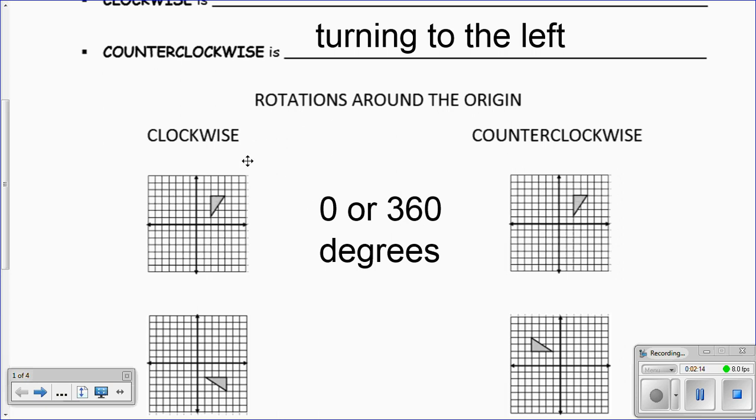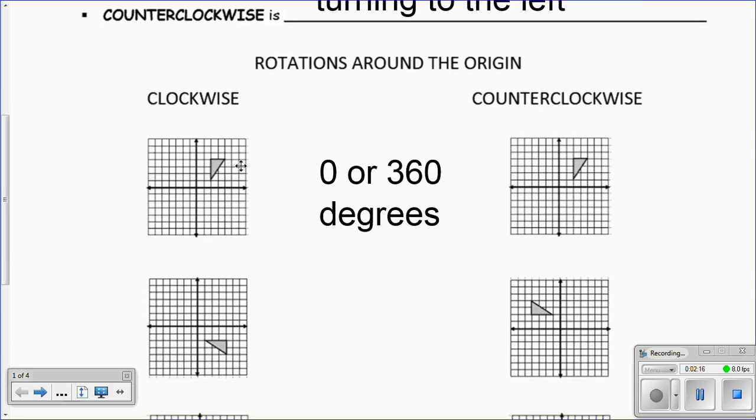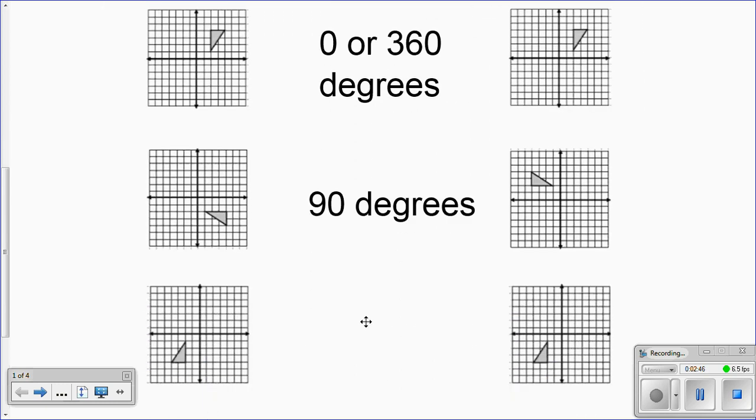All right? Then for clockwise, if we turn the whole graph to the right this way, the triangle looks like it moved to quadrant 4. That's a 90-degree turn. So if you think of each quadrant like it's a turn, each quadrant is 90 degrees. So for the clockwise, it would go from quadrant 1 to 4. Counterclockwise, we move it to the left, so we're moving it this way, it goes from 1 to 2. Okay? Then a 180-degree turn means we went 2 quadrants to the left or right.